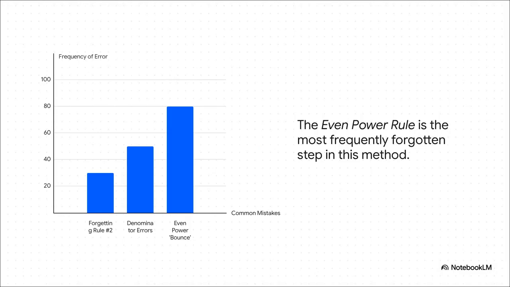And you have got to burn this rule into your brain. This chart shows the most common errors people make with this method. And look what's at the top. Forgetting the even power bounce is by far the biggest trap. People get into that rhythm of alternating signs and they forget to check. Don't let that be you.